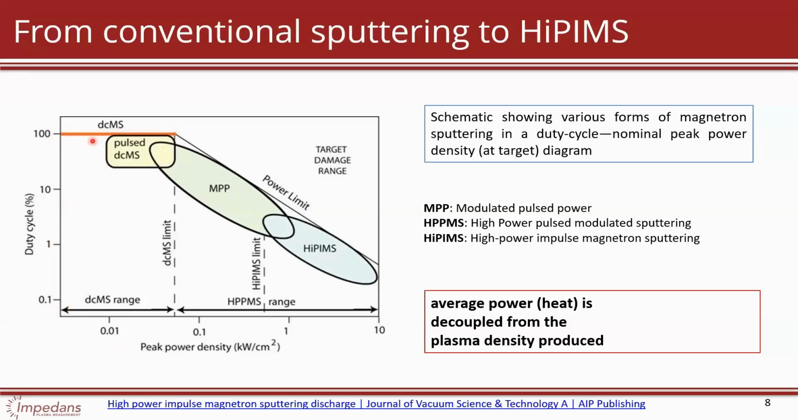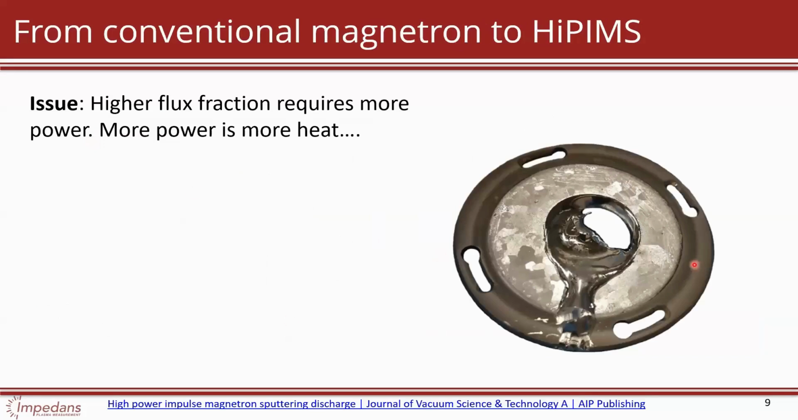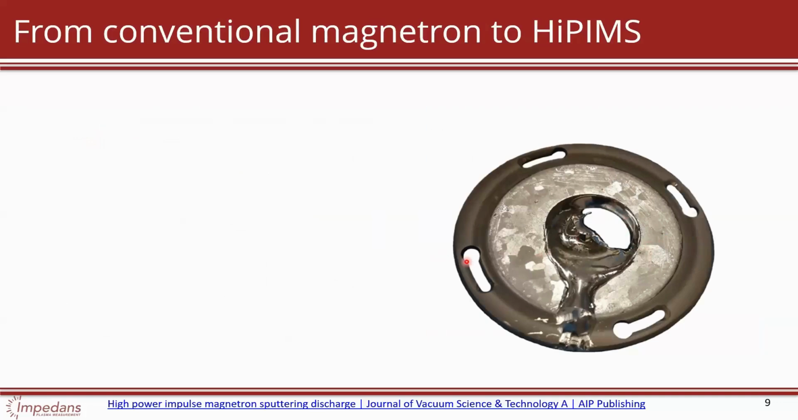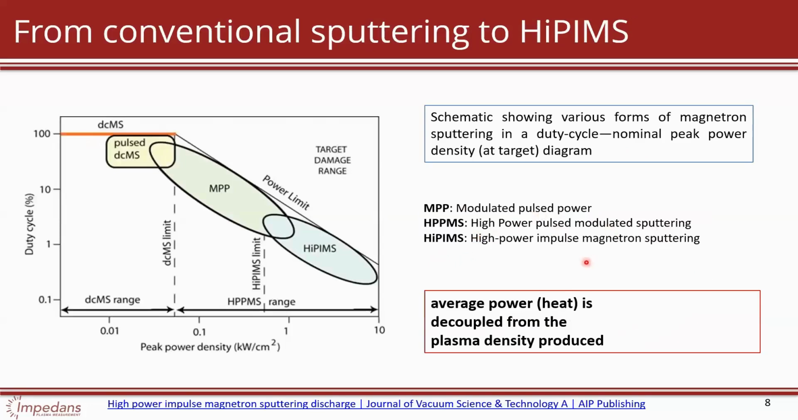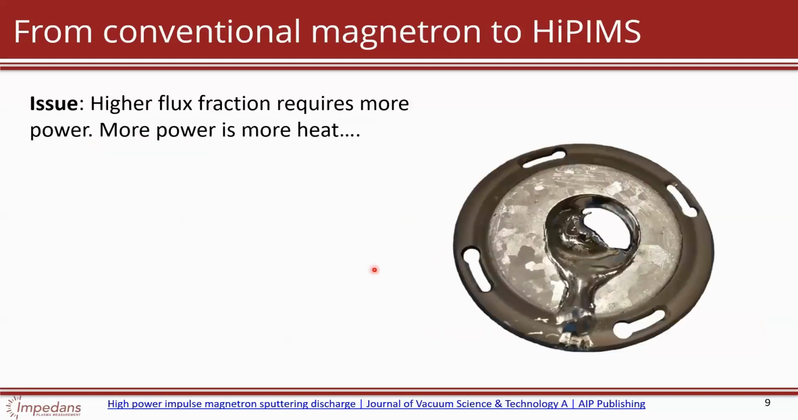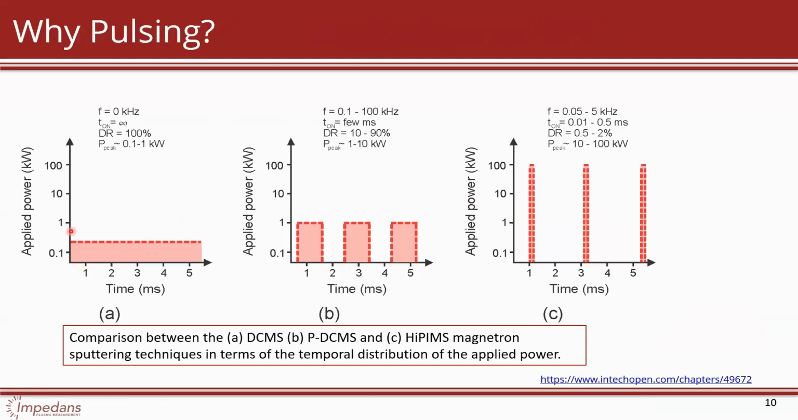But you run into a problem pretty quickly. You have to apply a lot of power to get what you want. And more power means more heat, and more heat means things like this happen. So you can really damage your electrode. So the solution to that is to do pulsing. So you can do really, really high power densities instantaneously, and then have a long off cycle. So on average, your power is low, but at the instant that you're making the plasma, the power is really high.